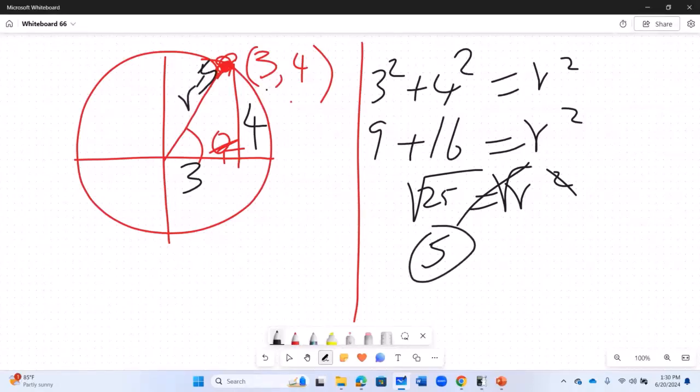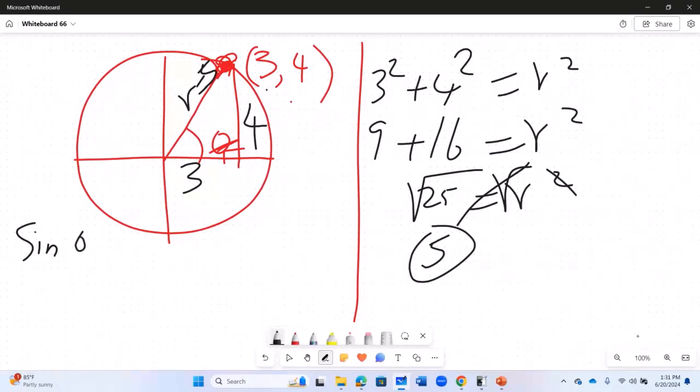Well, the question is not about 5. We are not in a geometry class. The question is not to find the radius. The question is to find the trig ratios of this angle theta. So I can say sine theta. If I can find sine, cosine, and tangent, I'm good, because I know that cosecant, secant, and cotangent are the reciprocals.